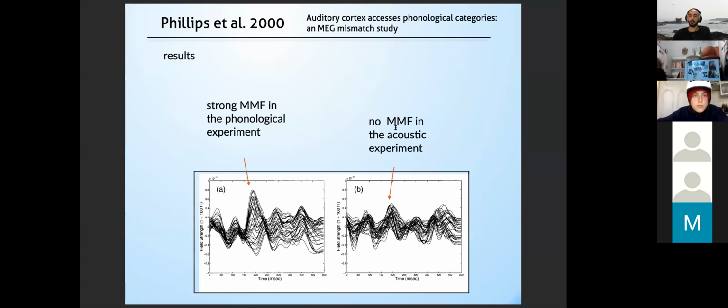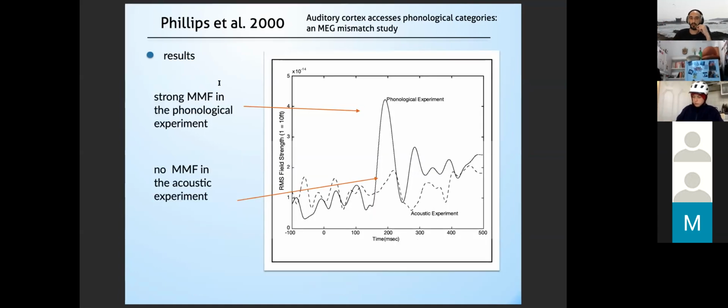So in the acoustic experiment, no mismatch magnetic field, and also the oddball ratio would also vary in the experiment. So there is the same effect with respect to what the people perceive at the phonological discrimination and the neurophysiological effect that was associated with the discrimination, right? So the results: strong mismatch magnetic field in the phonological experiment, no mismatch magnetic field in the acoustic experiment.